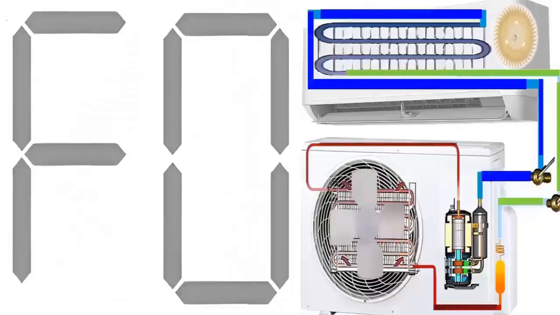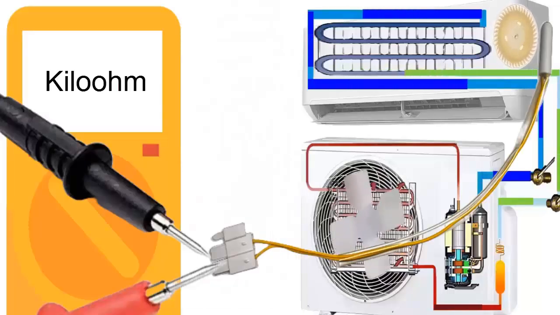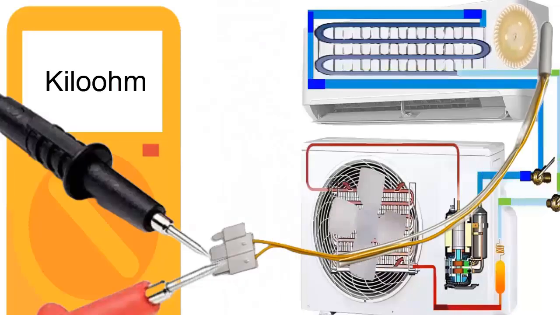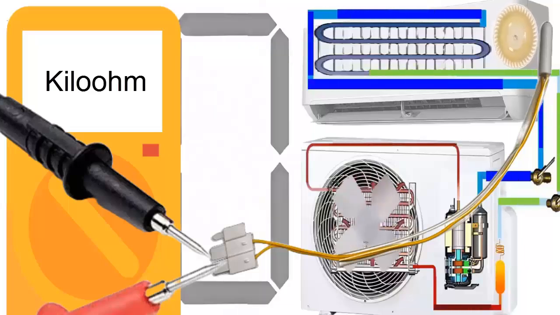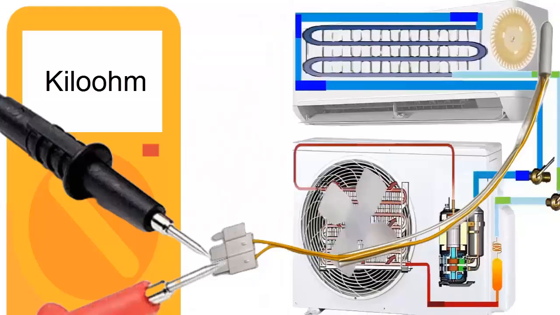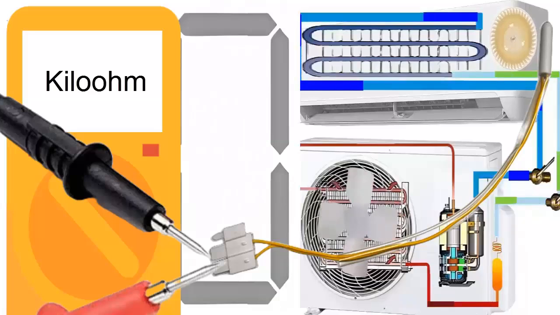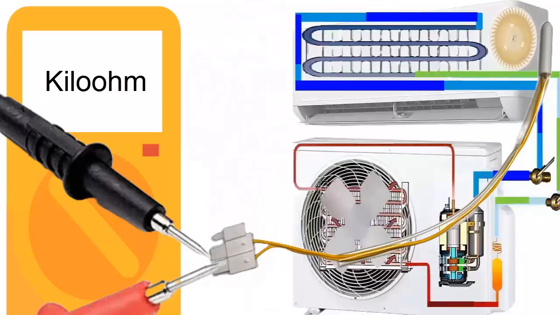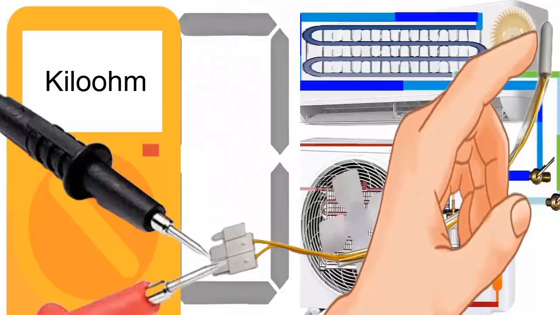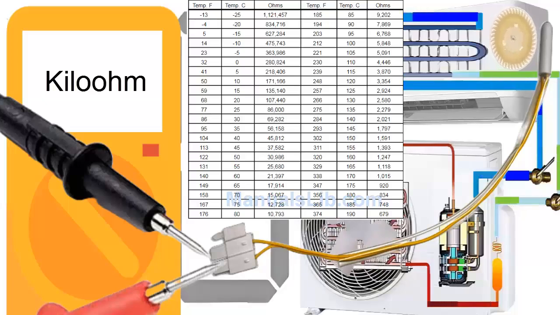7. If the issue continues, use a multimeter to measure the sensor's resistance. Turn off the unit, disconnect the sensor, and measure the resistance in the kilo-ohm range. The value should neither be zero nor infinite. 8. By rubbing the sensor with your hand, the resistance on the multimeter should decrease. If you have the sensor resistance table in the equipment manual, compare the obtained values with those in the table.